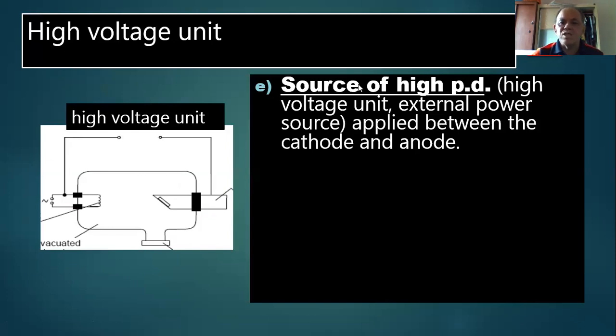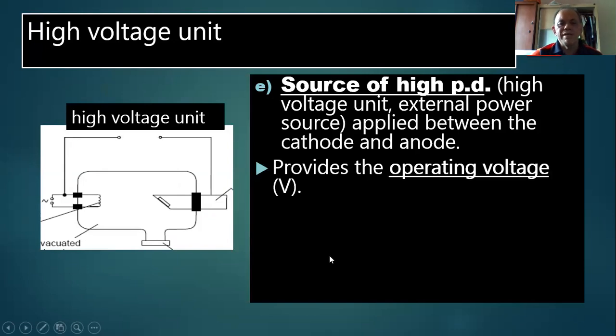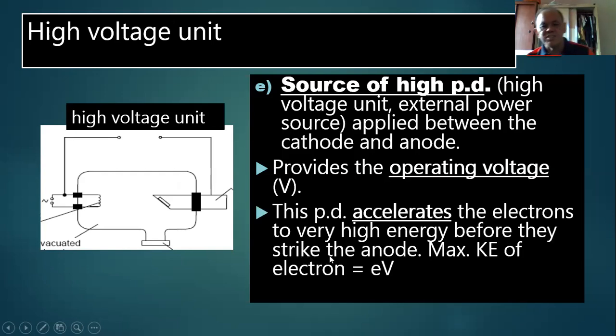It's our source of high potential difference, the high voltage unit, an external power source. It is applied between the anode and the cathode and provides the operating voltage. It accelerates the electron to high energy. As we have said, the maximum kinetic energy is eV.